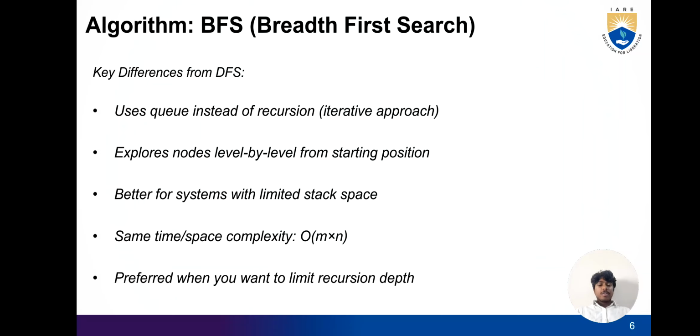Key differences from depth first search to breadth first search. In breadth first search, it uses a queue instead of recursion, and it's an iterative approach. It explores nodes level by level from the starting position to the end, and it's better for systems with limited stack space. It is preferred when you want to limit recursion depth.